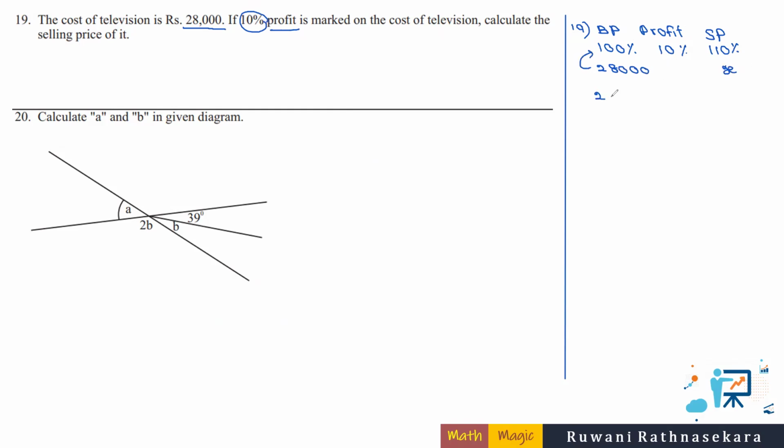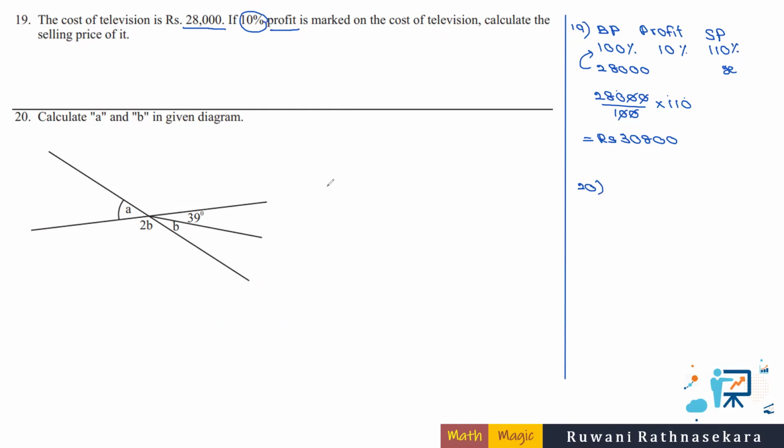you divide 28,000 by 100 and multiply it by 110. Firstly, you can cancel the common zeros and multiply 28 by 11. 8 times 11 is equal to 88 with 8 remaining. 2 times 11, 22. 22 plus 8 is 30. You have to add these two zeros. Therefore, it should be 30,800 rupees. Or you can find 10% profit as 2,800 and add it to 28,000. Again, you'll get the same answer.